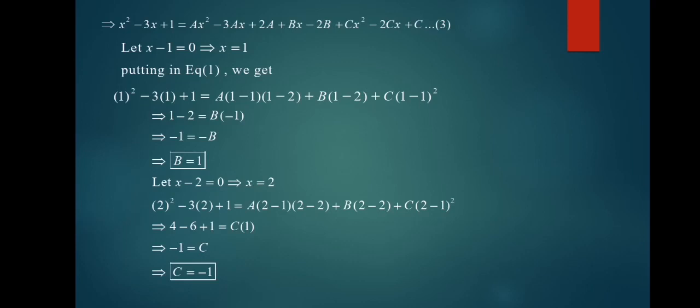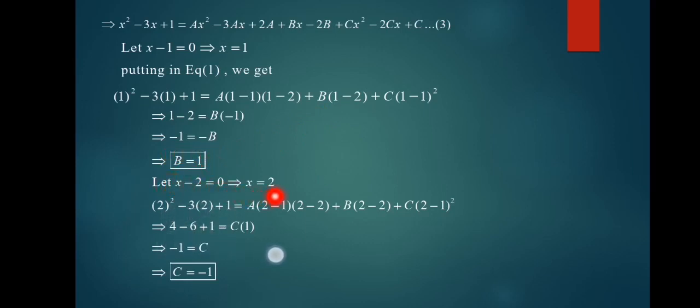Now first we will take the linear factors with power 1, since we can apply the zeros method over them. So let x minus 1 is equal to 0. This implies that x is equal to 1. Putting in equation number 1, we have 1 square minus 3 into 1 plus 1 is equal to a into 1 minus 1, 1 minus 2 plus b into 1 minus 2 plus c into 1 minus 1 whole square. Then we get minus 1 is equal to minus b. Minus on the left hand side will be cancelled out with the minus on the right hand side, and we will get b is equal to 1.